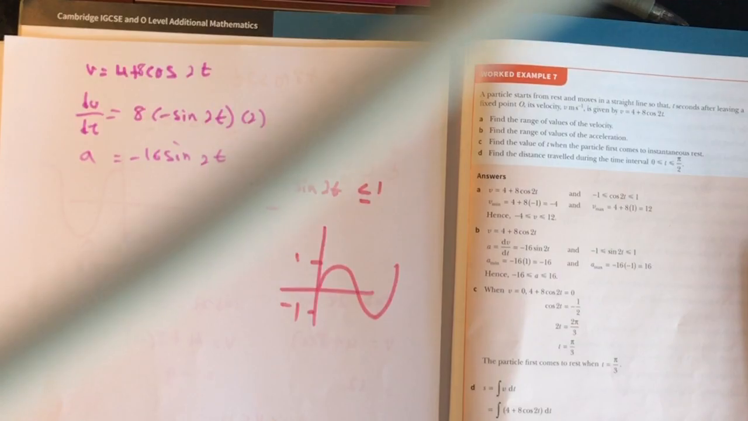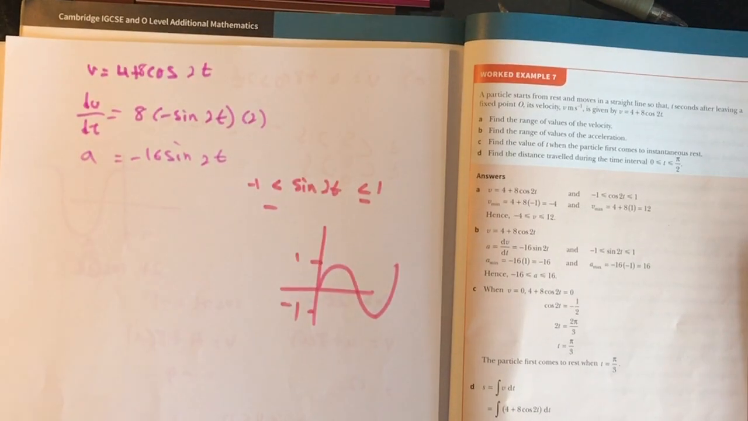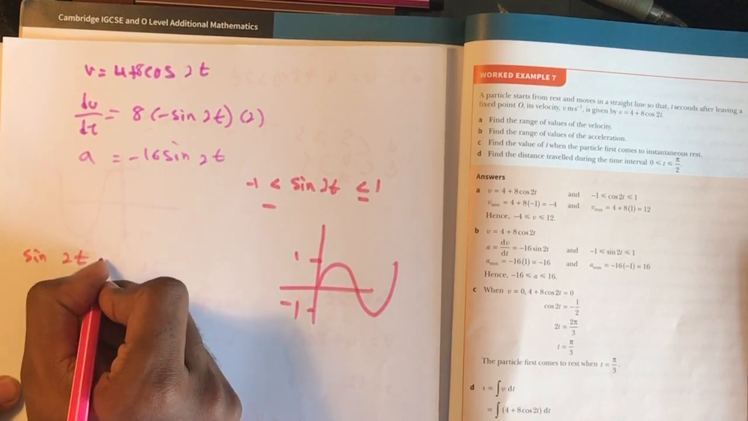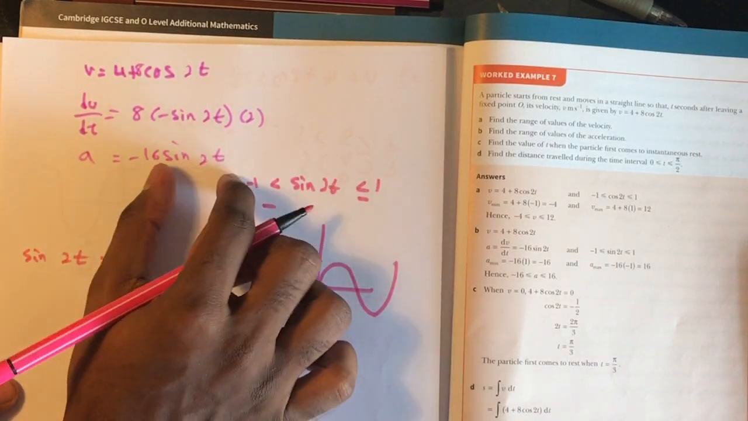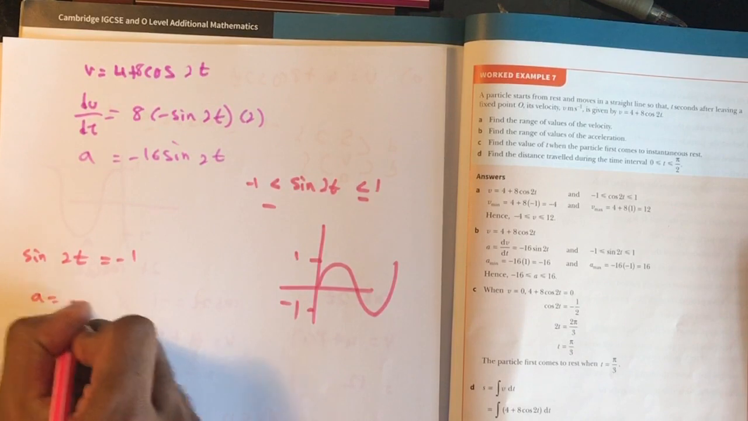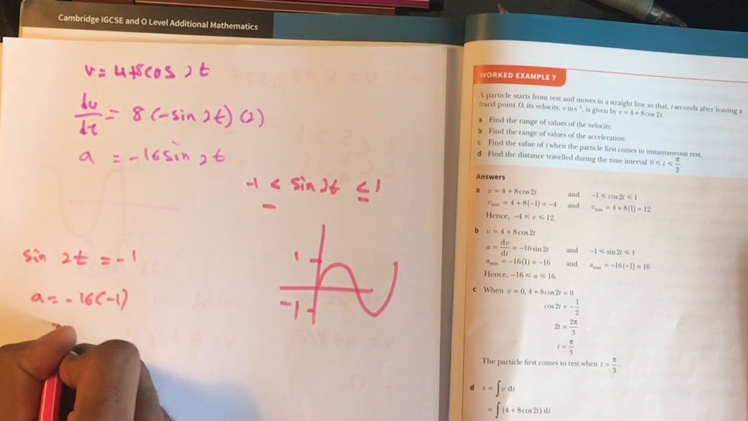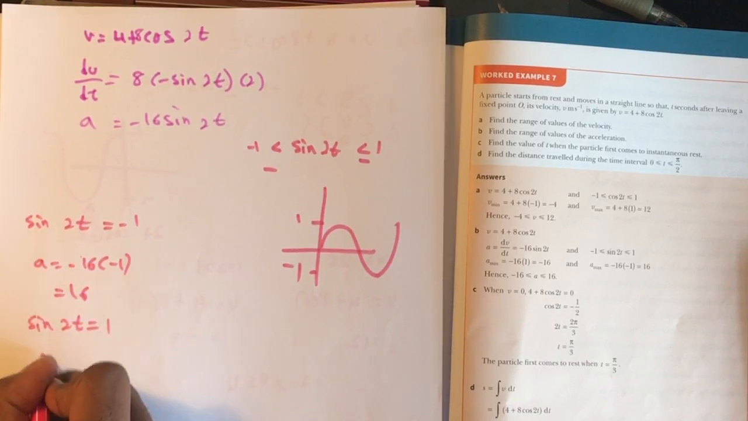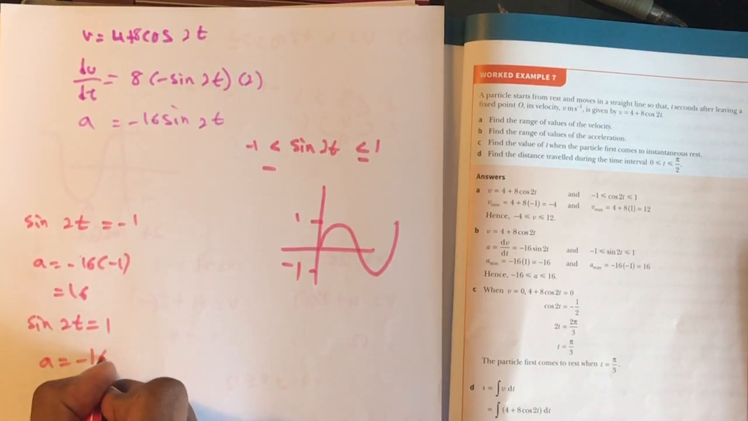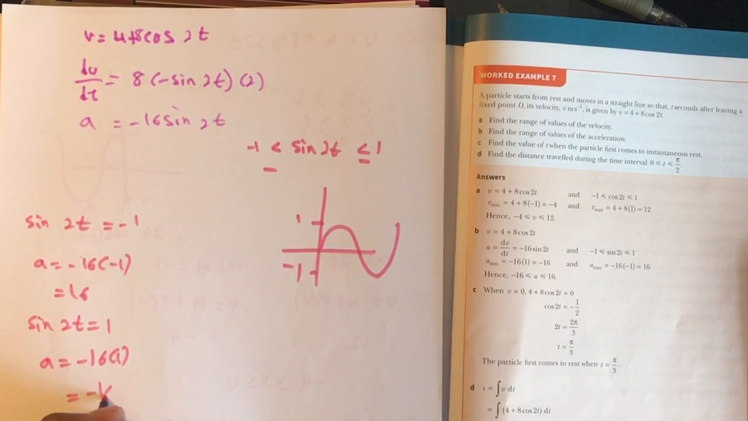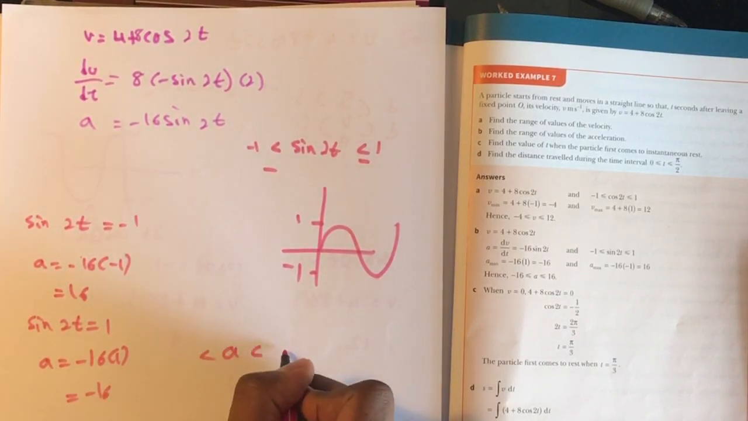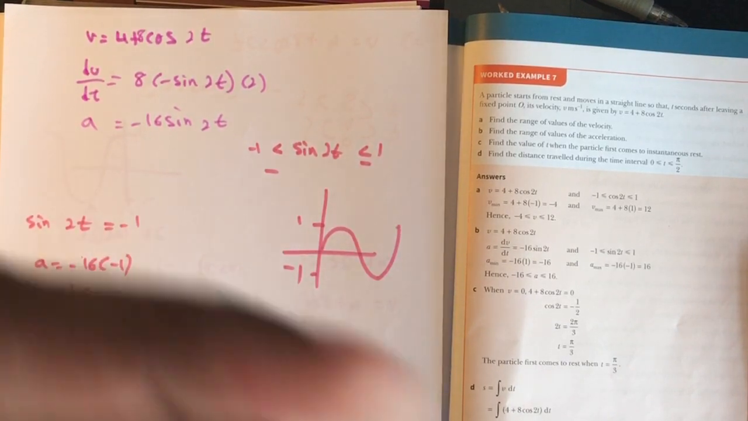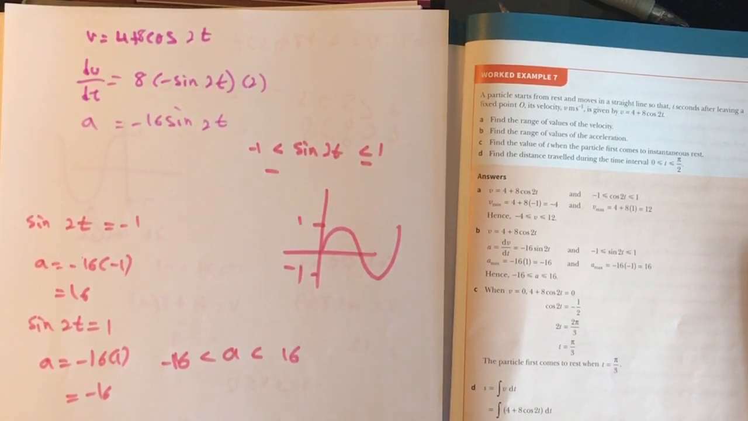So now that we declare, let's do the declaration. So sine 2t equals negative 1. This negative 1 means a equals negative 16 times negative 1, we get 16. Then sine 2t equals 1, so a equals negative 16 times 1, so you get negative 16. That means your acceleration's lower limit and upper limit will be 16 and negative 16. Okay, so done.